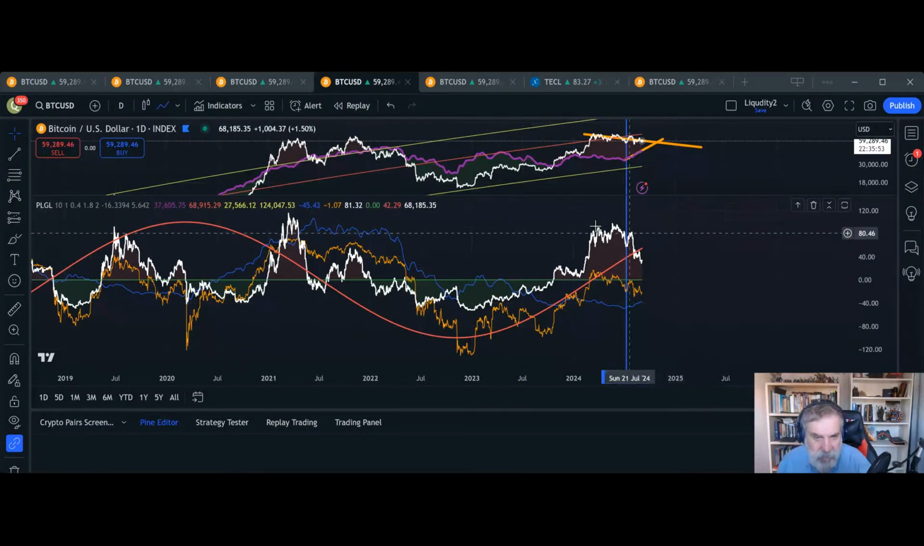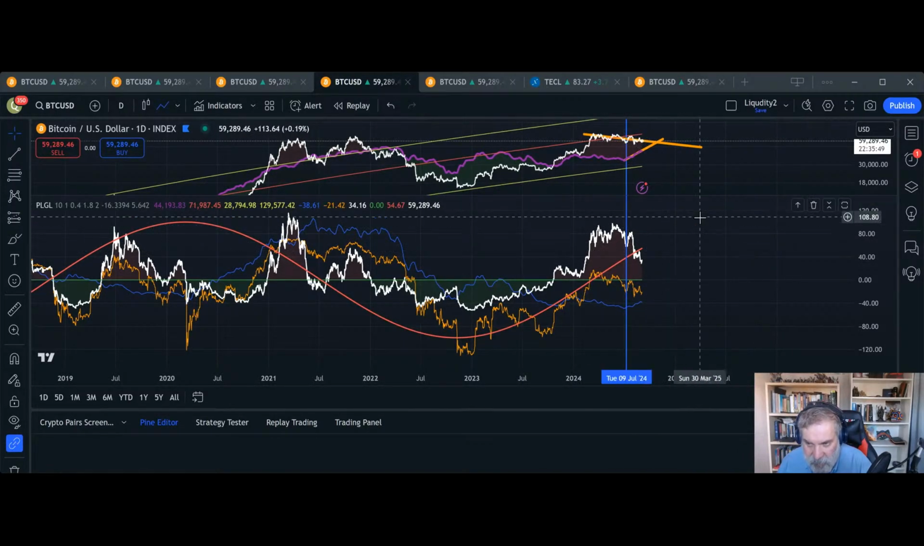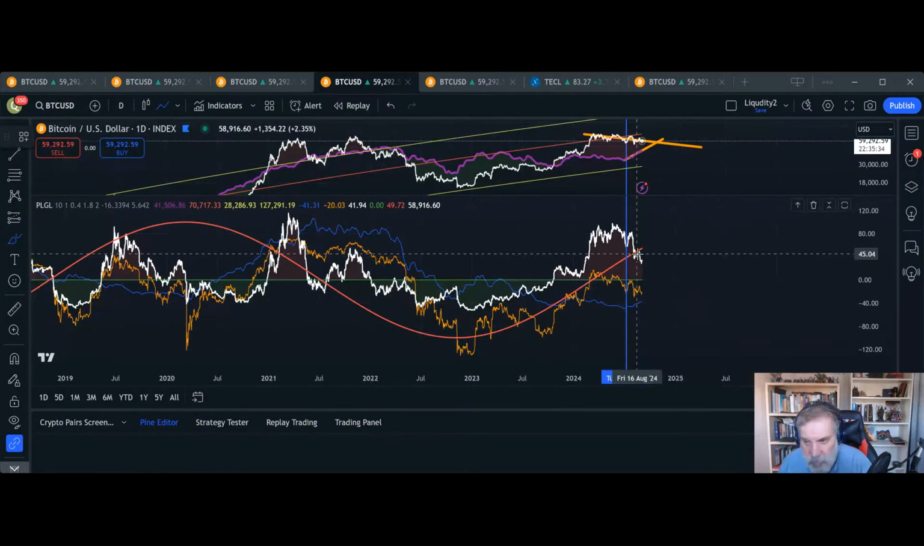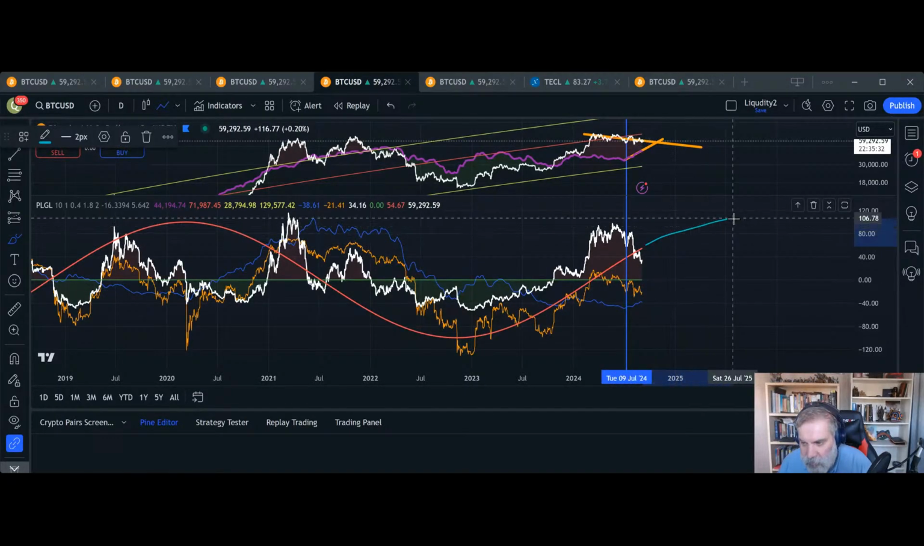Next time I show you this chart, I will have a projection. I need to do that work. But imagine where September is. Is there a free drawing tool, a brush? So it's going to peak in August, September, here. Okay, this is where it's going to peak.